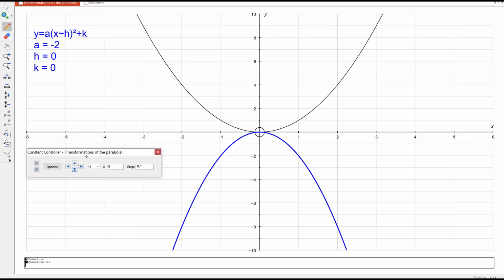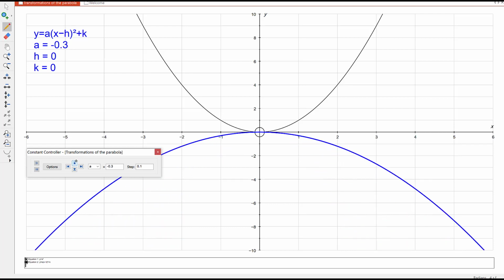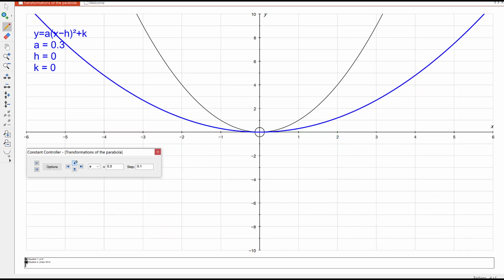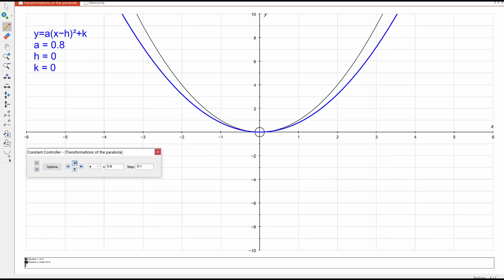So when we're looking at a parabola in this turning point form, the first thing that's happening to the parabola is the dilation and the reflection caused by A. Let's put A back to 1. And then after that, it's the transformations that are caused by H and K.